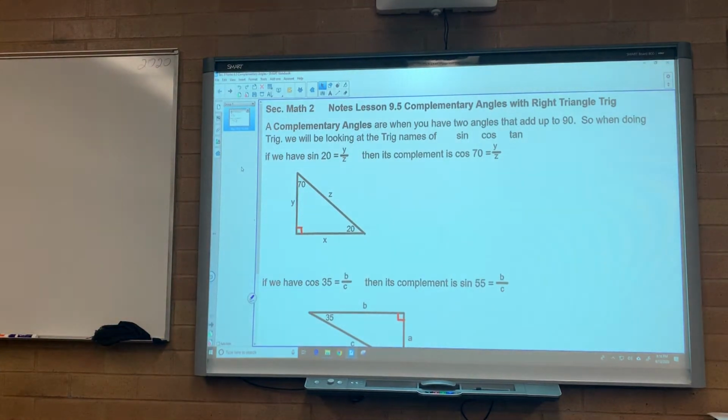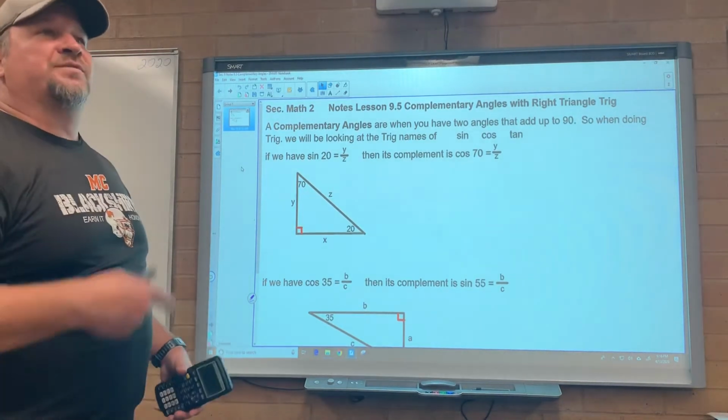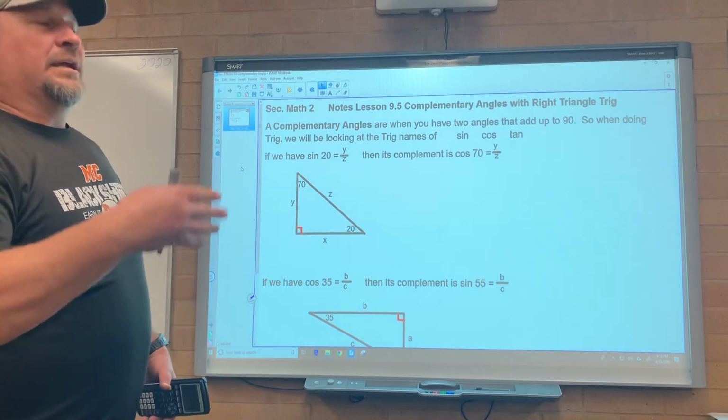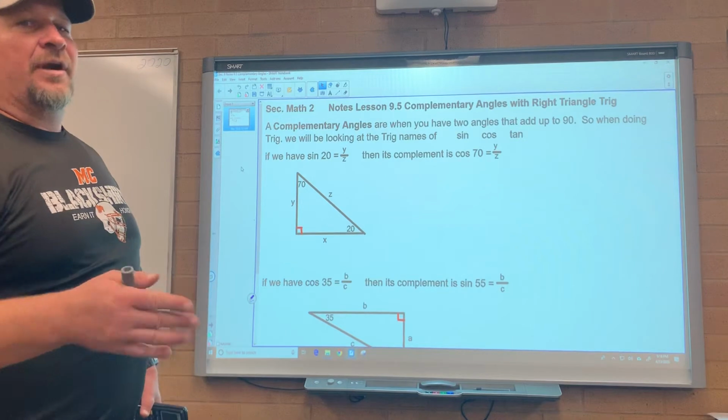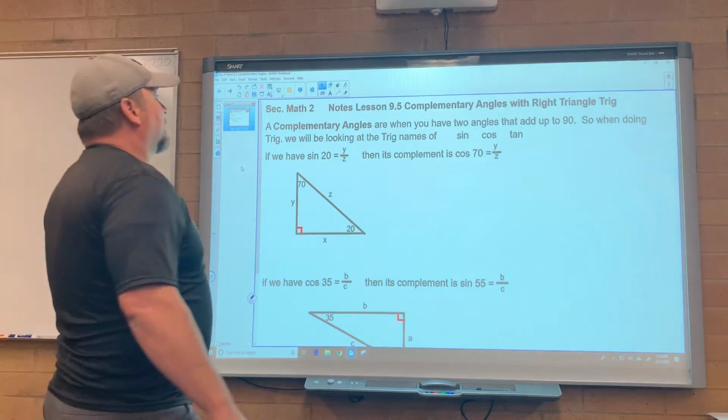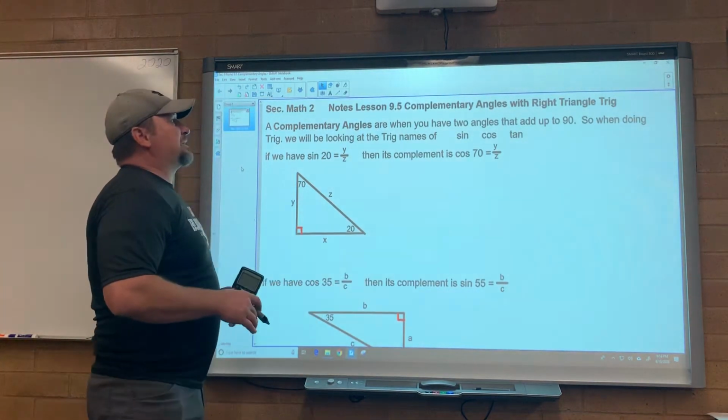sine 72 in terms of cosine. So if they ever say write something in terms of something else, sine in terms of cosine or cosine in terms of sine, they're asking for the complement. Okay, the complement angle is really pretty simple.